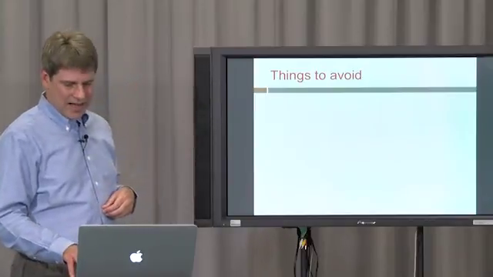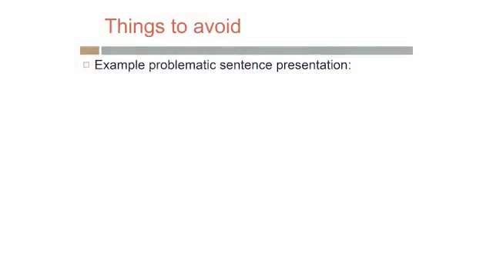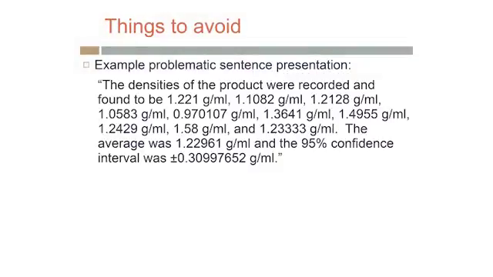Okay, let's take a look at what you might think of as a problematic sentence presentation. So let's take a look at an example here of something that would be bad. Okay, so imagine somebody wrote, quote, the densities of the product, density is, how tightly packed things are.